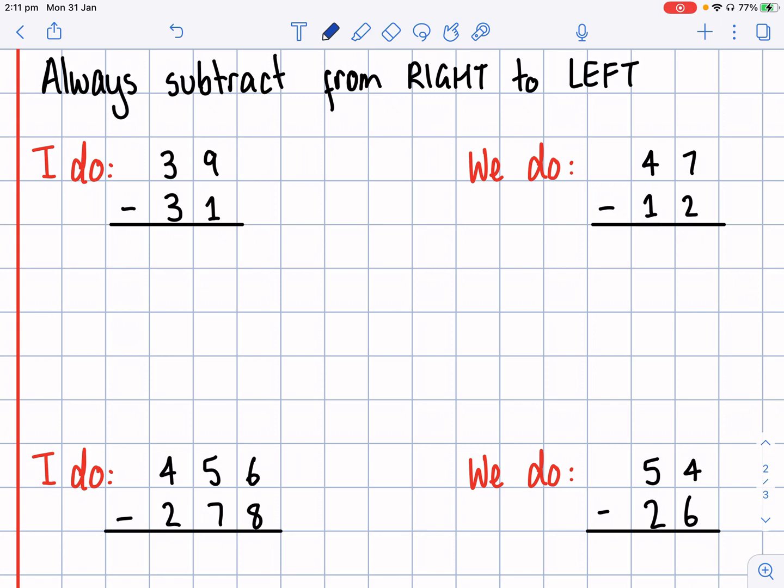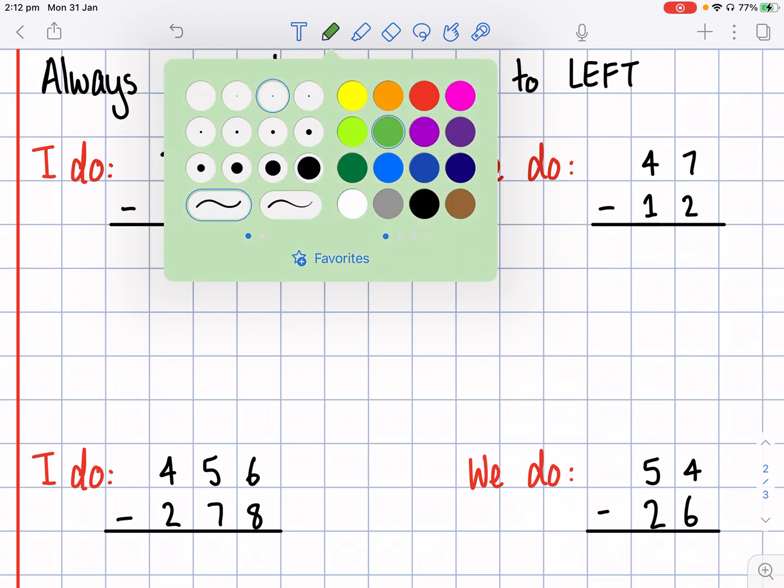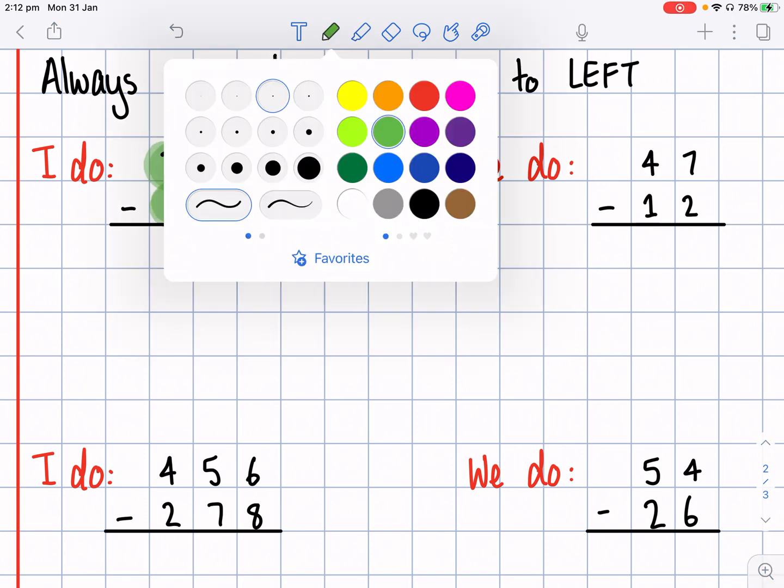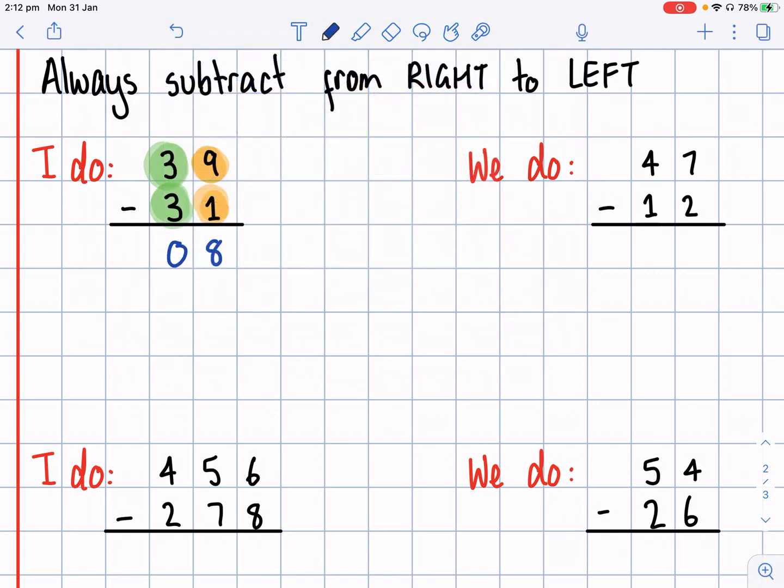So we're going to start off with 39 minus 31. Now you may know straight away in your head what to do, but we're going to do it using the algorithm. So we're going to start off, just like addition, with the right-hand numbers. We want to deal with the ones first. So 9 take 1 is 8. We then go into the next left column, the 3's, and 3 take 3 is 0. So we could write 08 or we could just write 8.